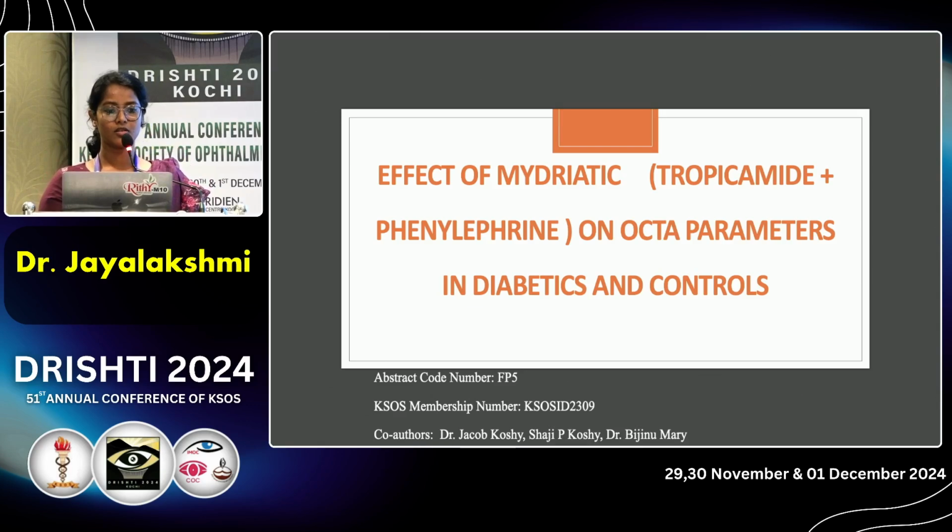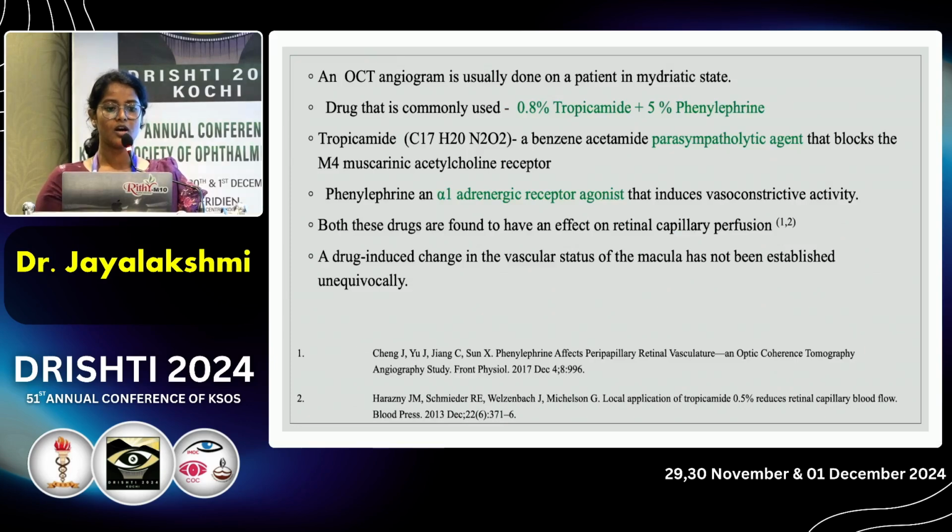My paper is on the effect of mydriatics, that is tropicamide and phenylephrine, on OCT angiography parameters in diabetics and controls. Introduction. An OCT angiogram is usually done on a patient in a mydriatic state, and the drugs commonly used to dilate the pupil are 0.8% tropicamide and 5% phenylephrine.